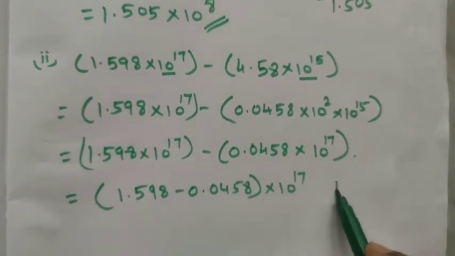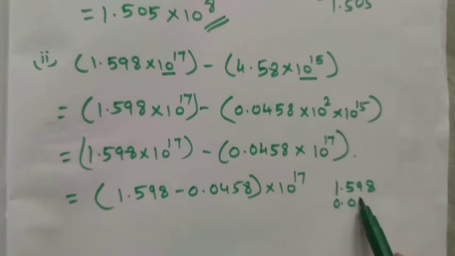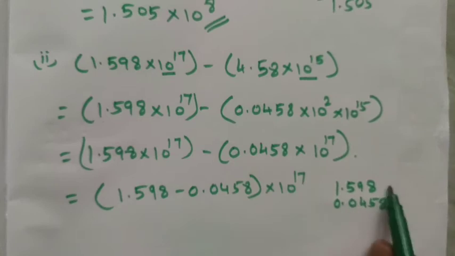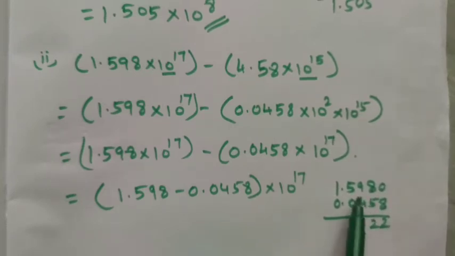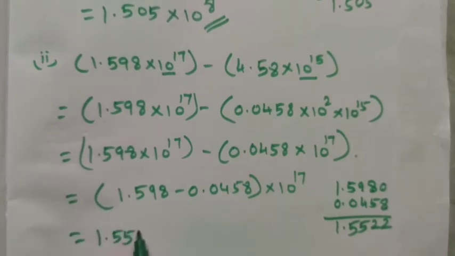If you subtract, that is 1.598 minus 0.0458. Here there is no number, so we have 0. 10 minus 8 is 2. Here we have 7. 7 minus 5 is 2. 9 minus 4 is equal to 5. And then 5 minus 0 is 5, that is 1.5522. The answer is 1.5522 into 10 to the power of 17.